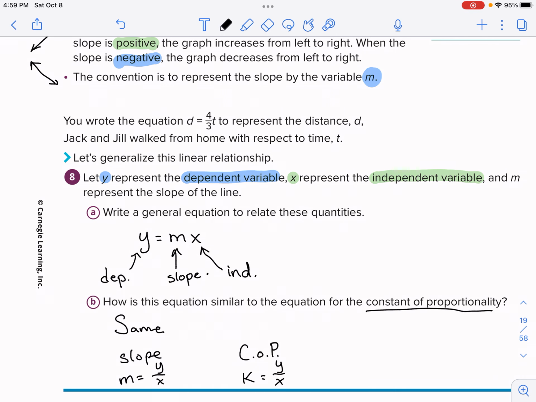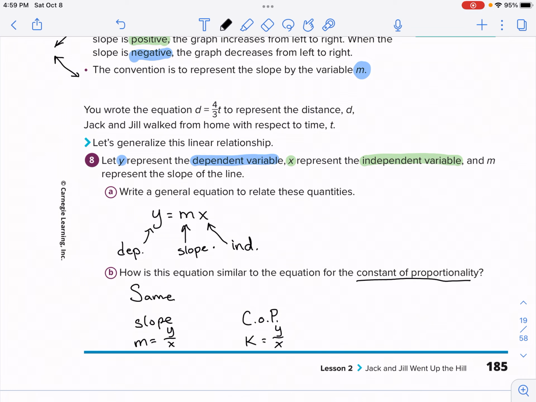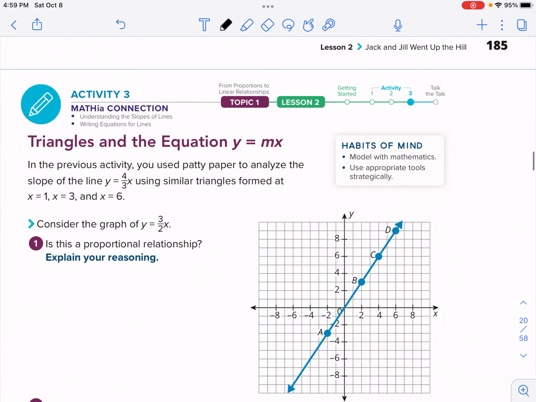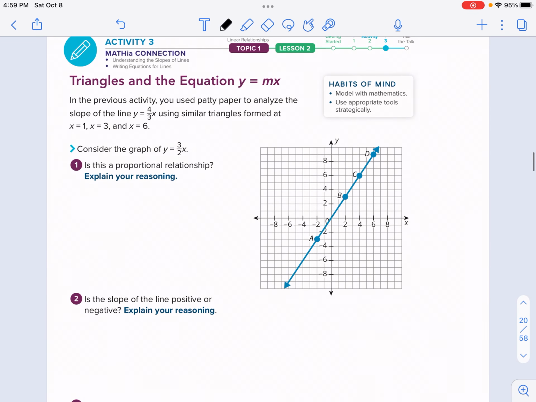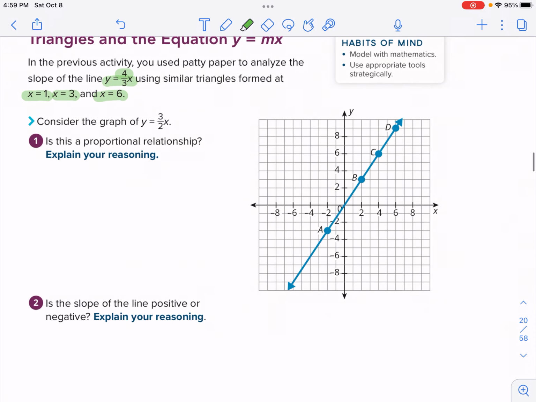But let's go and move on to activity 3, talking more about slope here. All right. So still working within the same context. It says in the previous activity, we're using the same equation, but now we have y equal to 4/3 x instead of d equal to 4/3 times t. And we're going to be forming similar triangles where x is 1. So 1 second, 3 seconds, and 6 seconds. Now the graph for this equation is already graphed on the coordinate plane. Let's answer some things here.